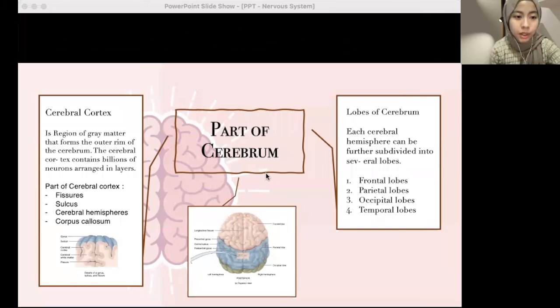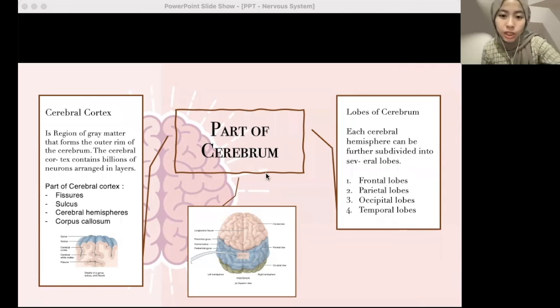Next, the parts of the cerebrum. The first one is the cerebral cortex. The cerebral cortex is a region of gray matter that forms the outer rim of the cerebrum. The cerebral cortex contains billions of neurons arranged in layers. The parts of the cerebral cortex are fissures, sulci, cerebral hemispheres, and corpus callosum.